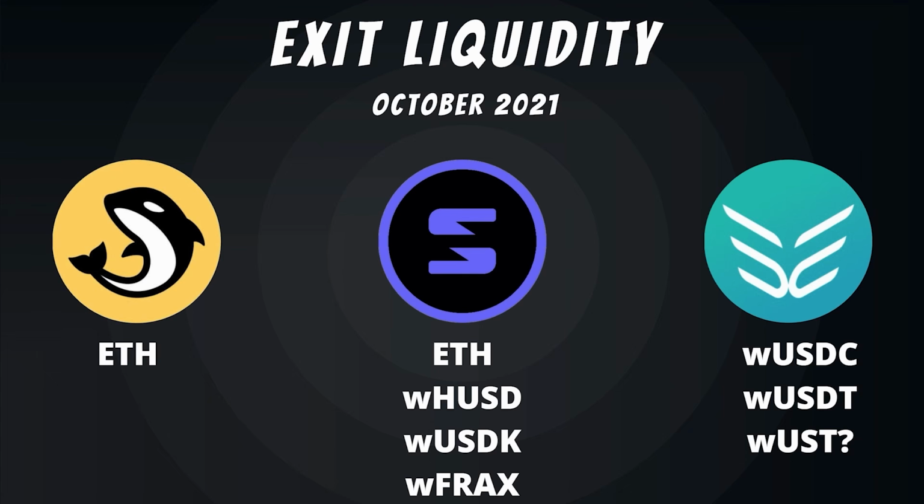From what I can tell, your exit liquidity in October 21 on Orca is ETH, Saber has ETH, and 3 types of US dollar equivalents, HUSD, USDK, and Frax. And Mercurial Finance has USDC, Tether, and potentially has UST, which is Terra's native stablecoin. With the information that I currently have, I would only be interested in bridging across Ethereum, USDT, or USDC.